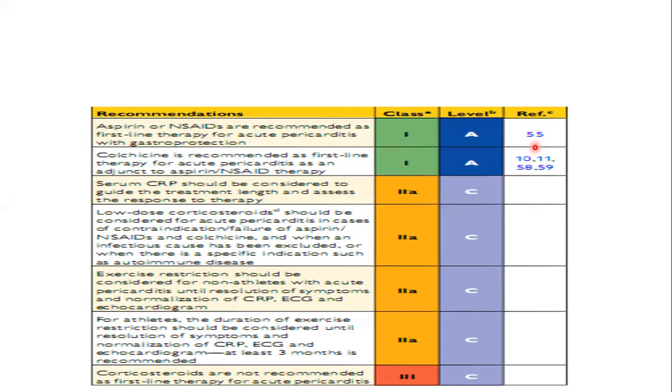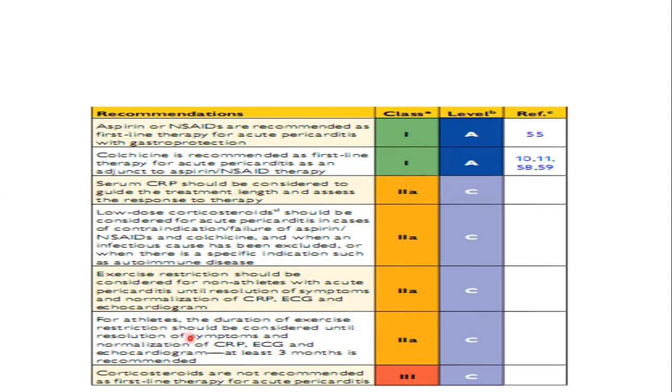Low-dose corticosteroid should be considered for acute pericarditis in cases of a contraindication or failure to use aspirin, NSAID, or colchicine, and when an infectious cause has been excluded, or when there is a specific indication such as autoimmune disease. And there's also a need for exercise restriction for non-athletes. There's a need to restrict exercise when the patient has acute pericarditis until there's resolution of the symptoms. And the CRP, ECG and echo can also be used to monitor the patient.